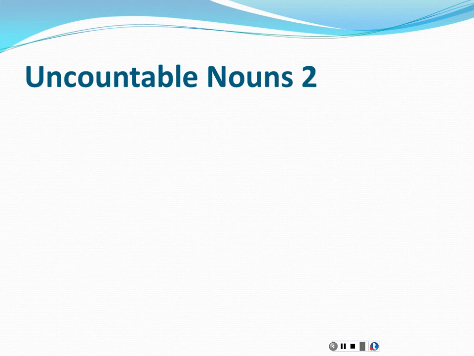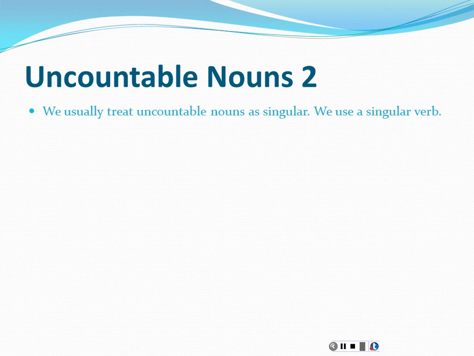Now, in the next page or the next slide, we will continue talking about uncountable nouns. But this time, we will talk about more details. Let's read. We usually treat uncountable nouns as singular, so we use a singular verb. So if you remember, when we have one thing, we say, this is a man. It means we have one man. So the singular verb is here.